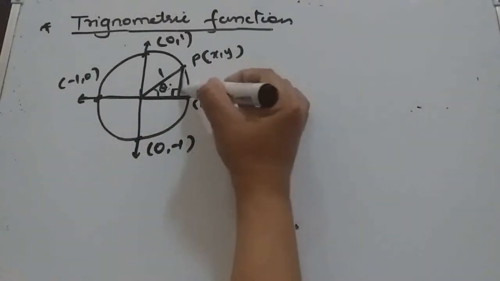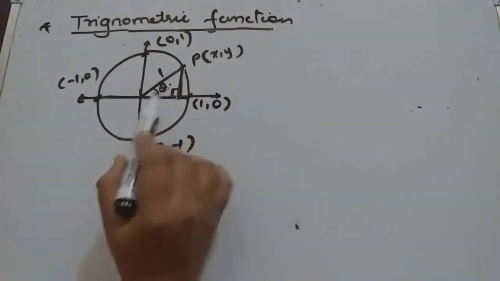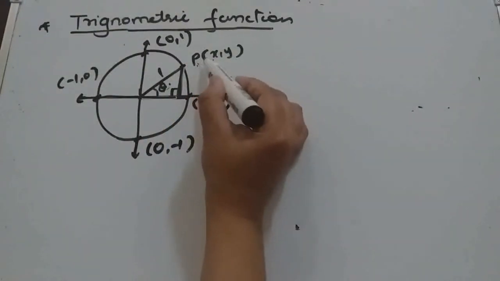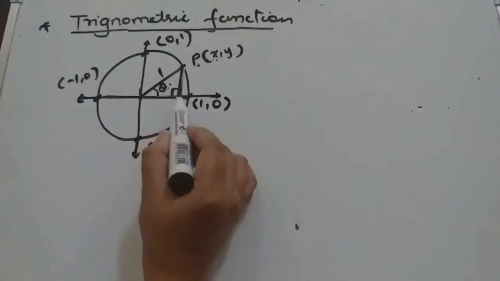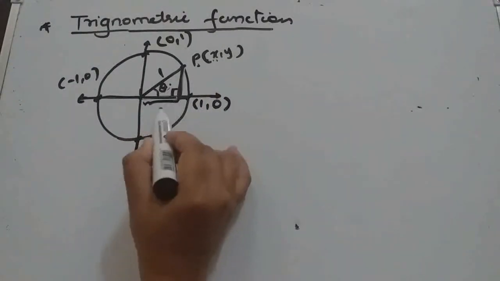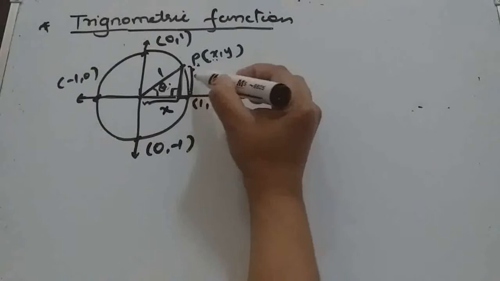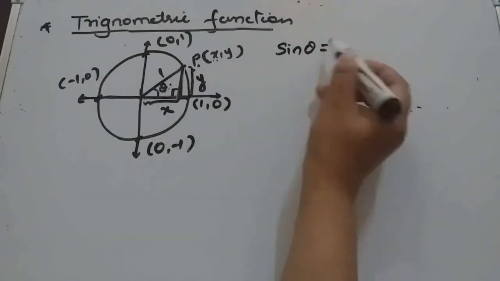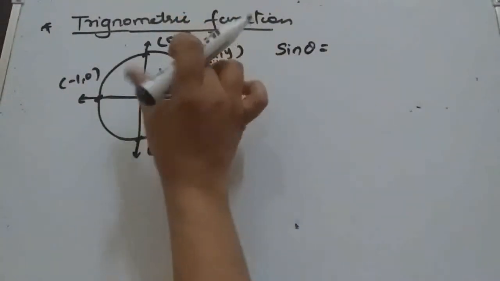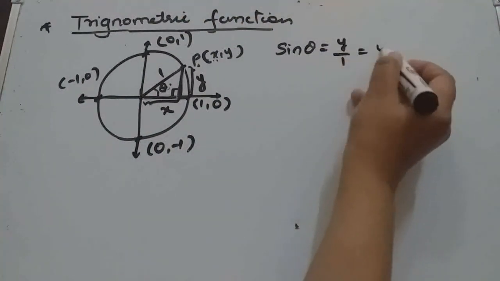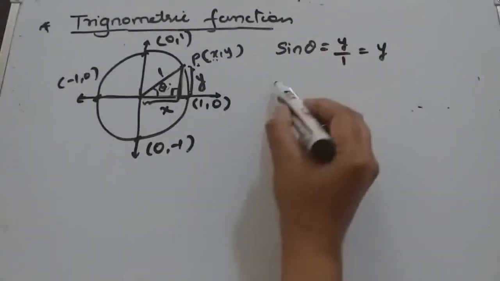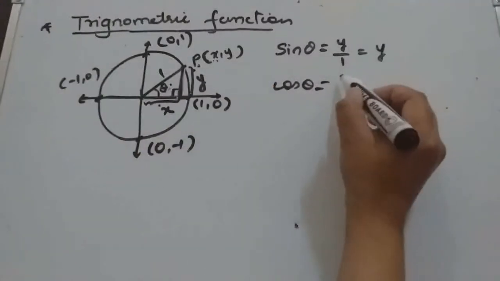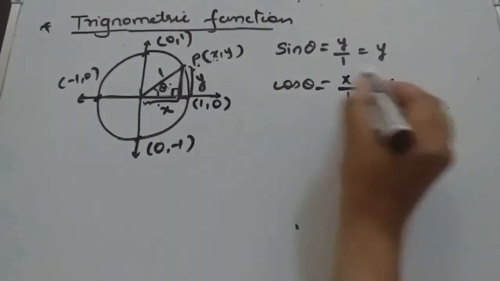First we will find what all these lengths are equal to. See here, this is point P with coordinates x comma y. That means this length is x and this length is y, isn't it? So what will be sine theta here? Sine theta means opposite by hypotenuse, y by 1, that is y. And cos theta is adjacent side upon hypotenuse, that is x by 1, which is x.